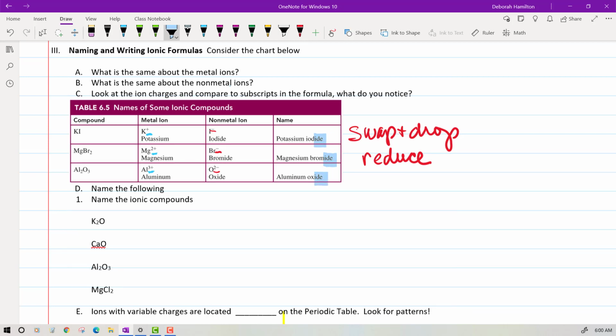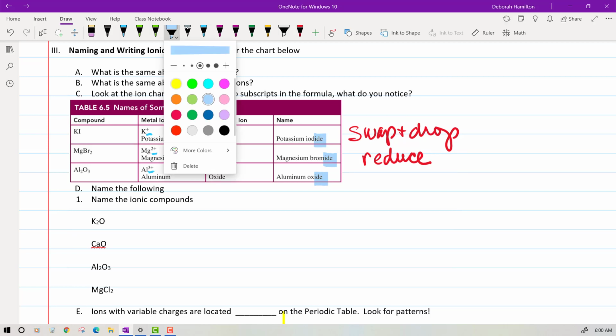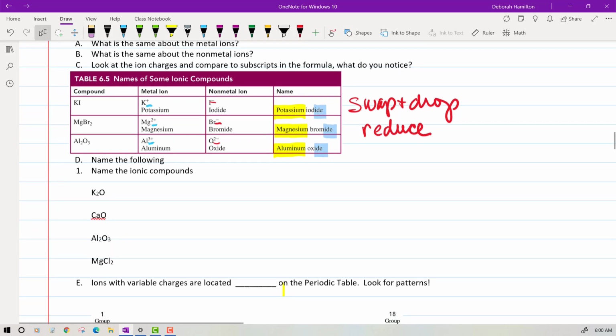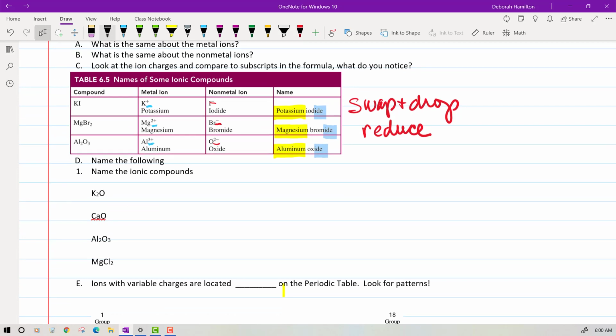For the metals, we use the element name. So that's an important pattern also. You always want to look for patterns in what you're doing to help you understand the why behind what you are doing. For the nonmetals, you're looking at that first prefix and then dropping the rest of the name. So iodine becomes iodide, bromine, bromide, oxygen, oxide. All right, so we're going to be naming these ionic compounds next. And I'll do this first one, and then you can stop the video and try the others, and then come back and check your answers.